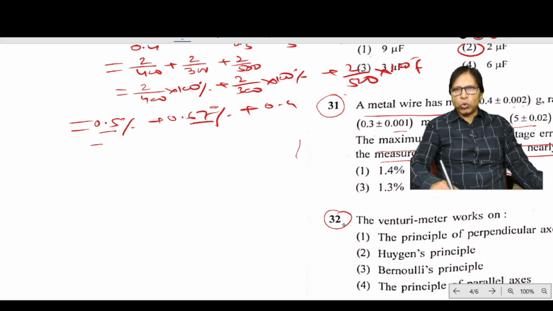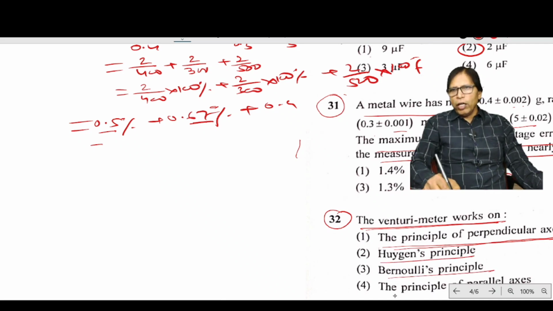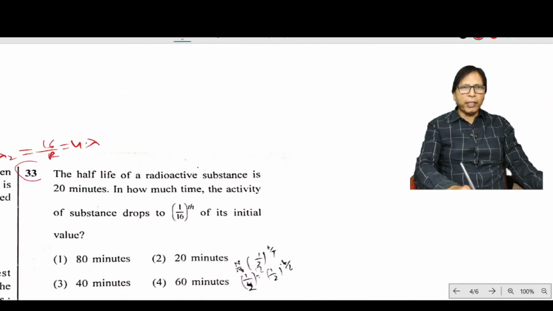Now question number 2. The venturimeter works on the principle of perpendicular axis, Huygens principle, Bernoulli's law, or principle of parallel axis? Bernoulli's law. Okay.